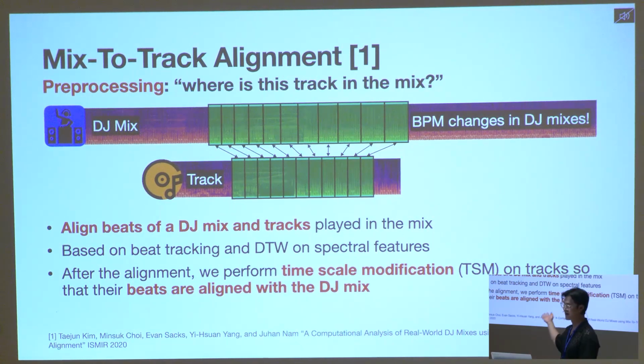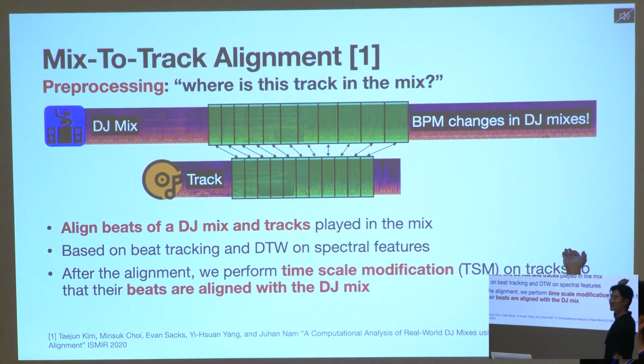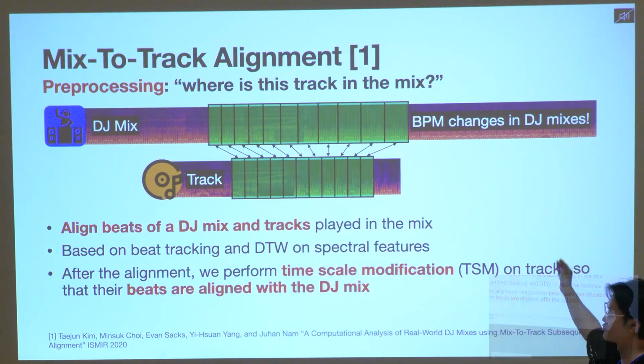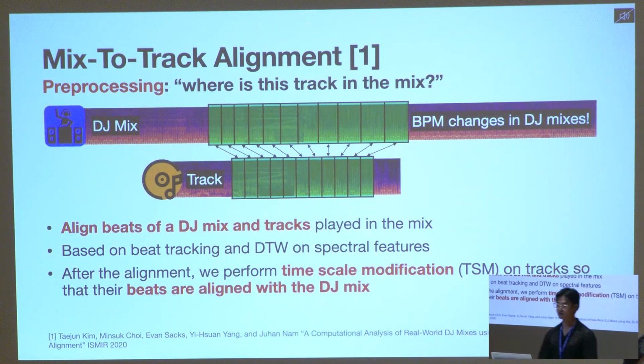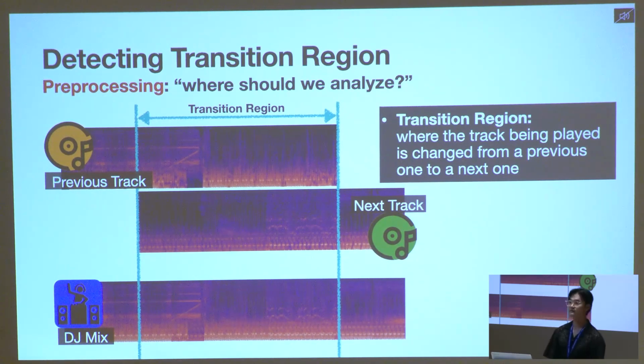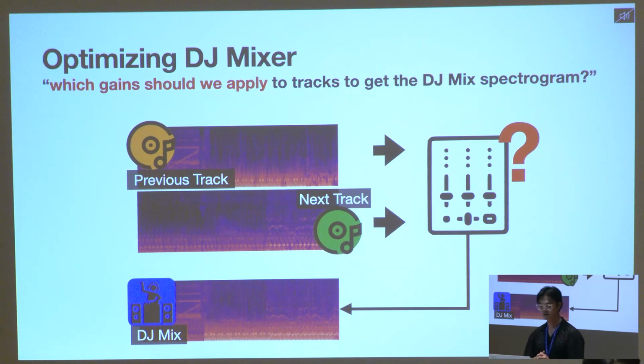This is our previous work. We call it mix-to-track alignment. In this graphical view, the DJ mix has a different BPM, but through our algorithm, track beats are aligned to DJ mix beats. I'm not going into details, but it's basically based on beat tracking and DTW on spectral features. After the alignment, to analyze the performance, we perform timescale modification on tracks so that their beats are aligned precisely. Then we can detect transition regions where the music moves from the previous track to the next track.